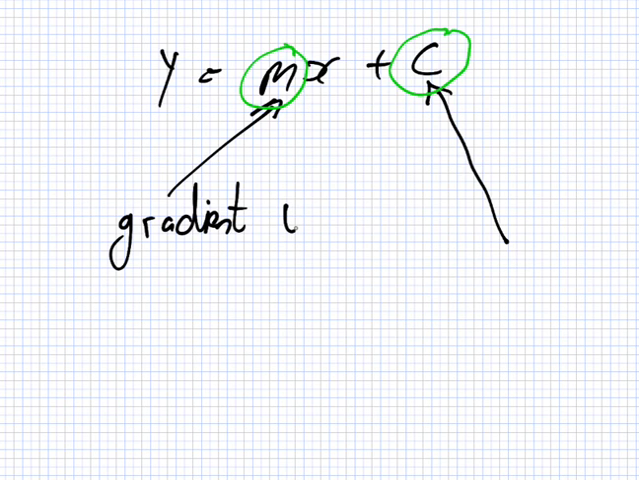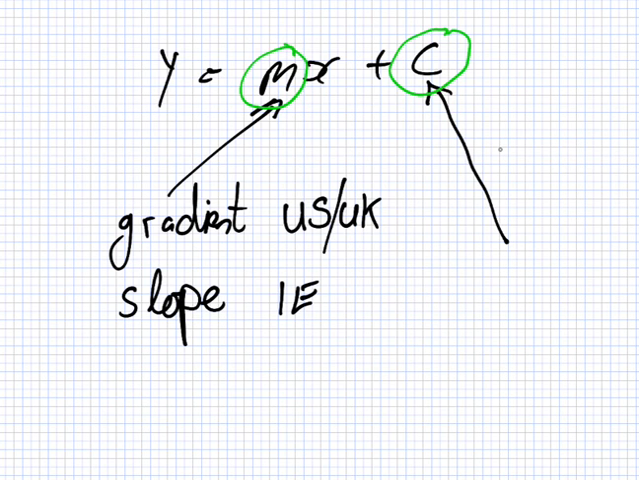Does anybody know it? True, but I'm just looking for one word though. Gradient is what is said in the US and the UK. In Ireland, sometimes you will hear me say slope instead. Slope? Yeah.